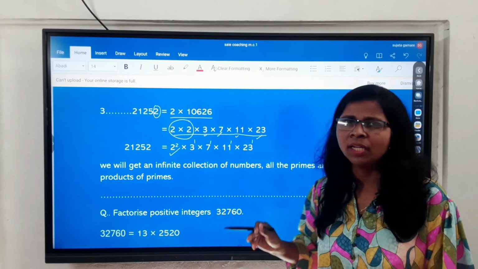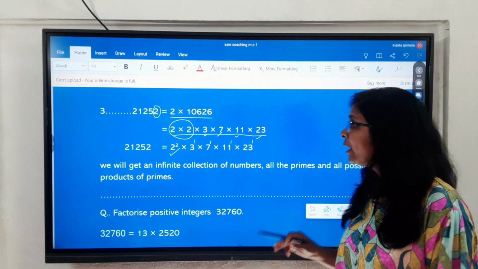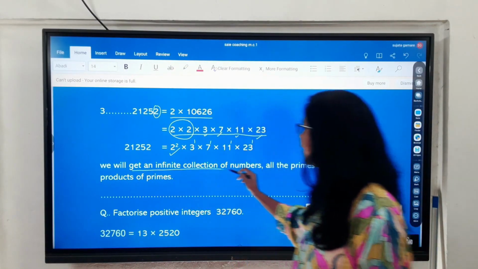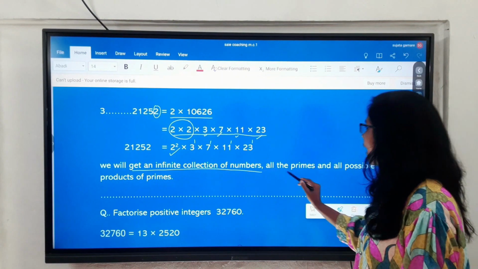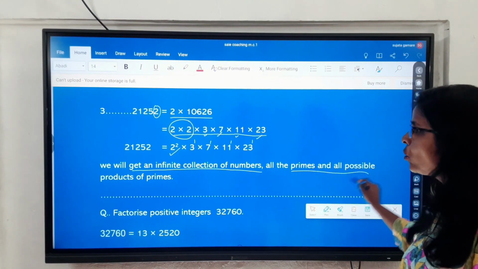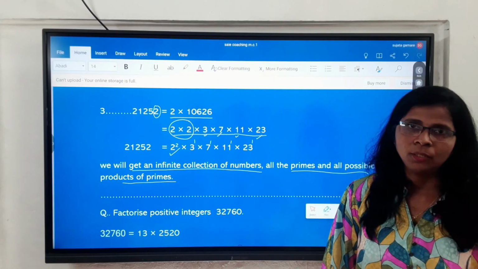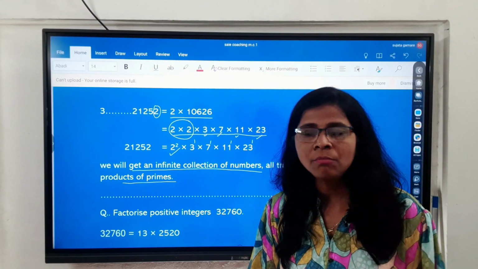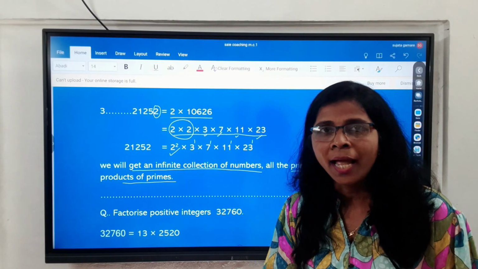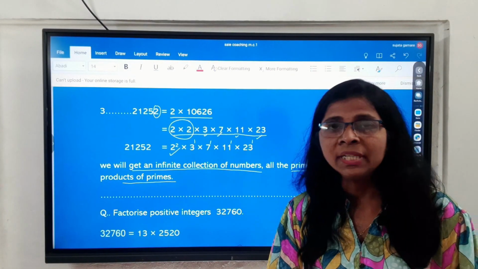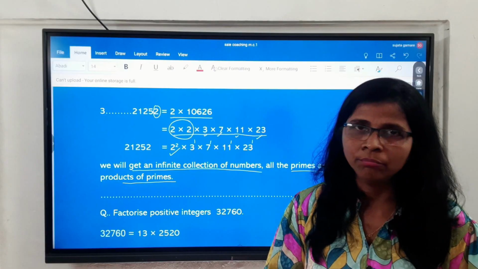So this way we get all the primes and all the possible products of primes. So this is the simple and easiest way to factorize the biggest or the largest number.